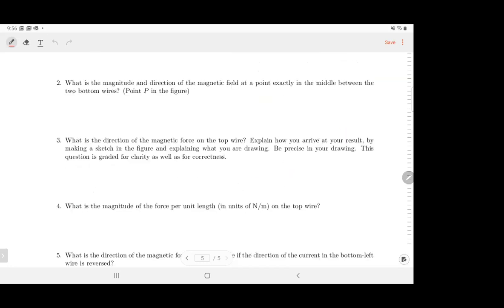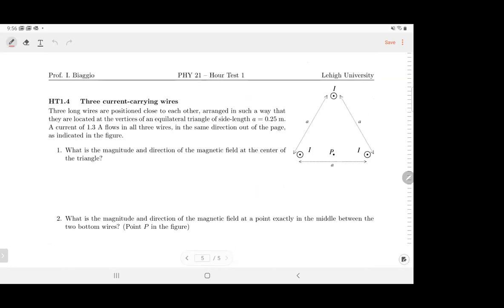Okay. Number four, three currents, what's the magnetic field at the center of the triangle? Okay, the three currents are located at the vertices of the triangle, and they have equal sides. So that means they are symmetrical at the center. The magnetic field should be zero. If you are not confident to write a zero, let's determine the magnetic field generated by each current, then we sum them.